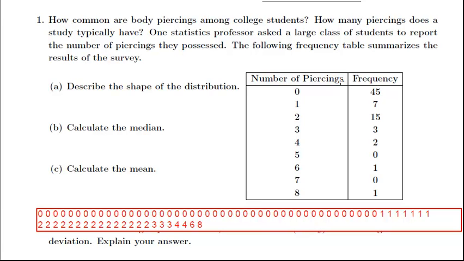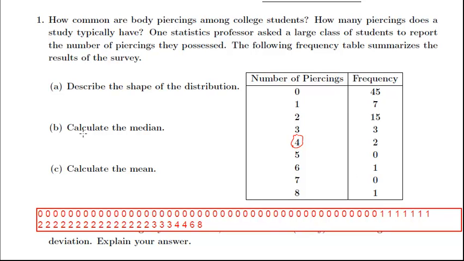So what a lot of you did for the median is you just said, well, there's 8 values or 9, and so the median is going to be on the 5th observation. So you went 1, 2, 3, 4, 5, and gave the median as 4. That's incorrect because you didn't take into account that 45 students actually had 0 for their number of piercings. 7 students had 1. We never took into consideration the frequency.